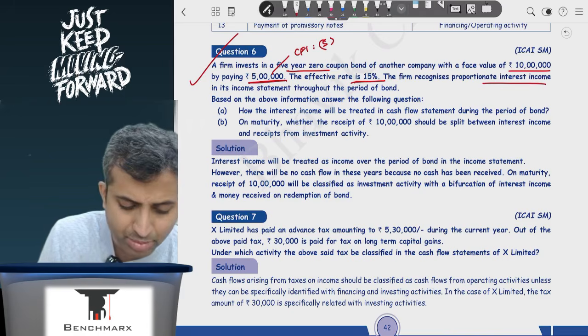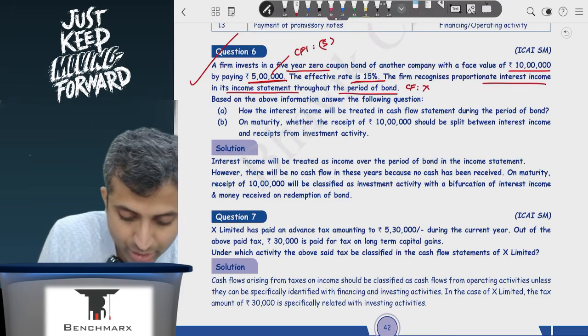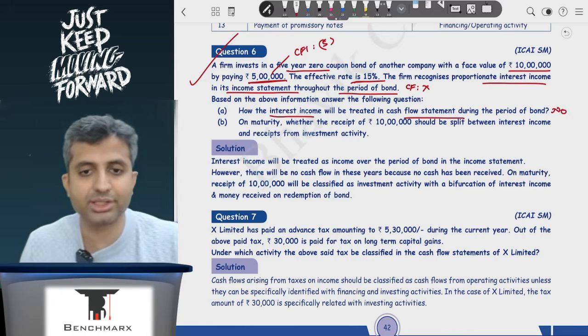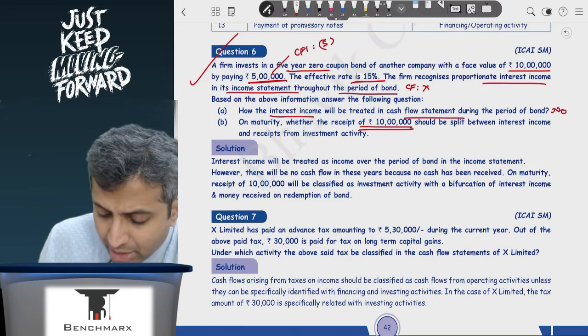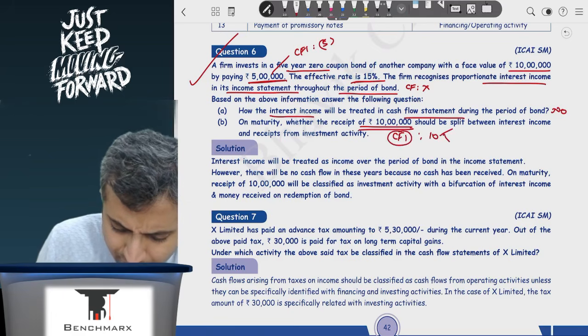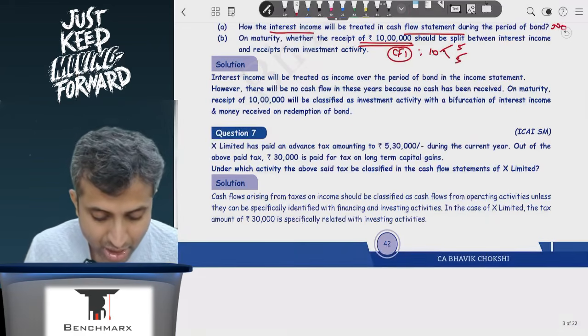The firm recognizes proportionate income in the income statement throughout the period. However, there will be no cash flow impact. How will the interest income be treated in the cash flow statement during the period of the bond? No effect. Why? Because it is a zero coupon bond. But on maturity, you will receive the entire 10 lakhs. This will be CFI, cash inflow, and you can show this split between 5 lakhs of principal and 5 lakhs of interest collection, and that is absolutely fine.